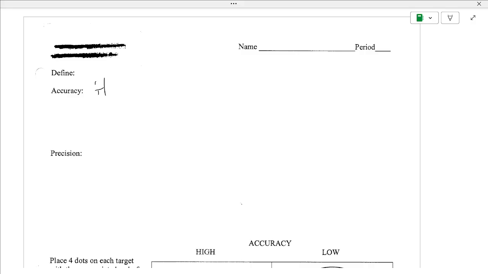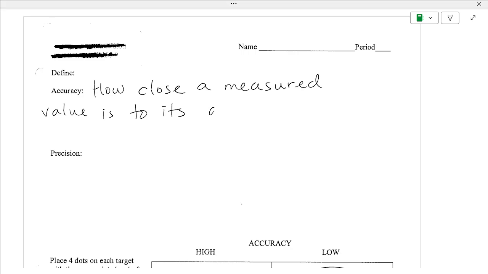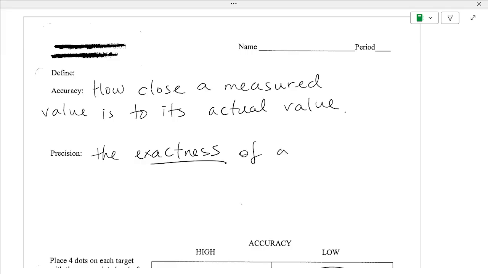Accuracy is how, that's supposed to be an H, let me try that again here. How close a measured value is to its actual value. And precision is the exactness of a measurement.